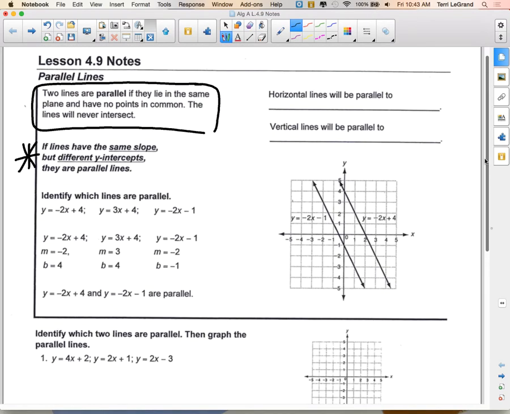Okay, and then we're going to go over here and talk about what kind of lines will be parallel to horizontal lines. So a horizontal line, tell me something about what a horizontal line looks like. Give me a visual. What's a horizontal line? Yep, like this. Okay, what kind of a line would be parallel to that? Here, another horizontal line, right? So horizontal lines will be parallel to other horizontal lines.